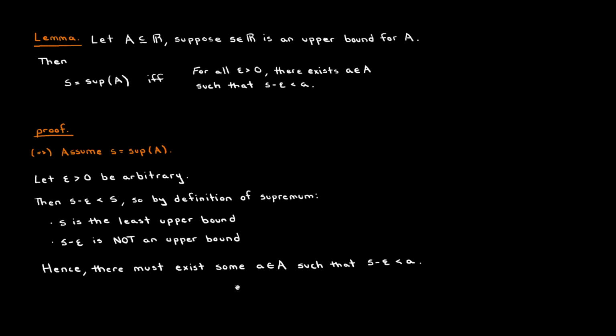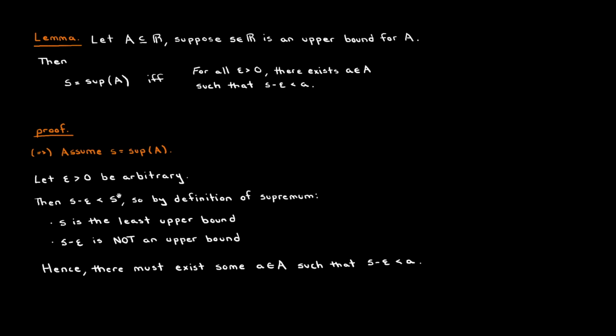Well, that means that there must exist an element from my set A that is strictly larger than S minus epsilon. In other words, S minus epsilon is not an upper bound because there are members of my set strictly larger than it. And so it's that simple. It just follows from the definition of the supremum, right?